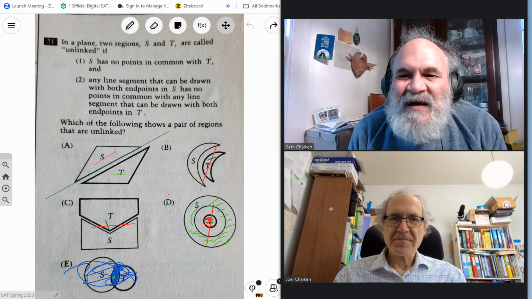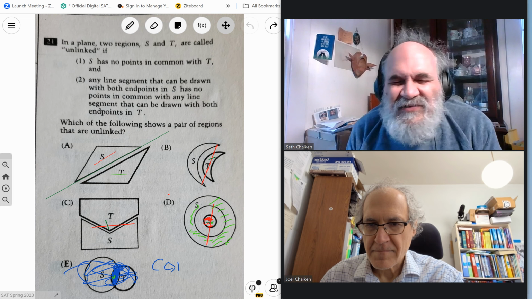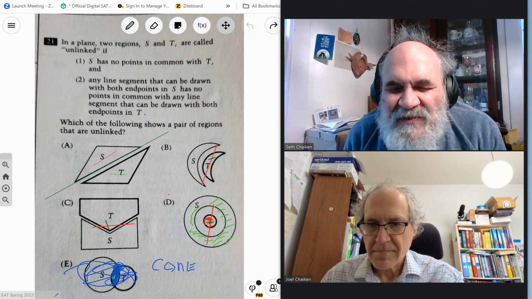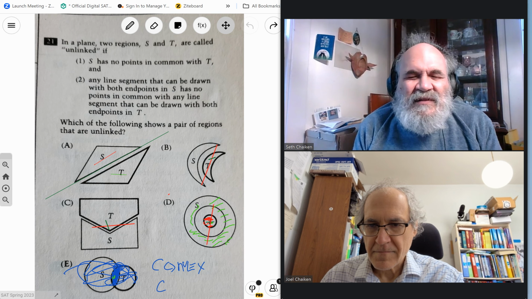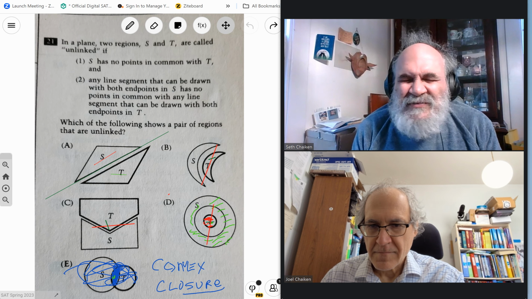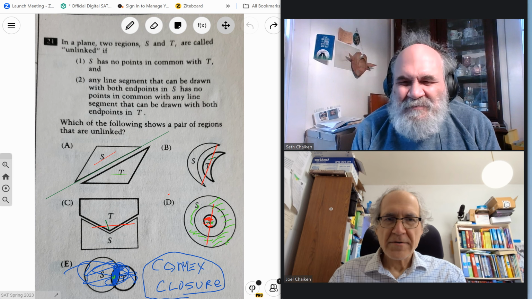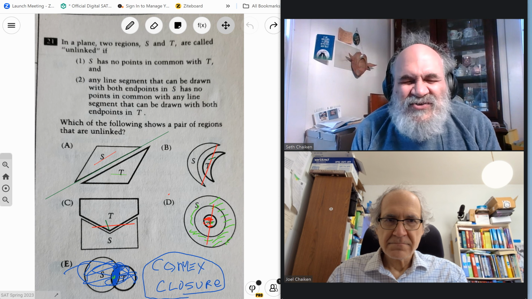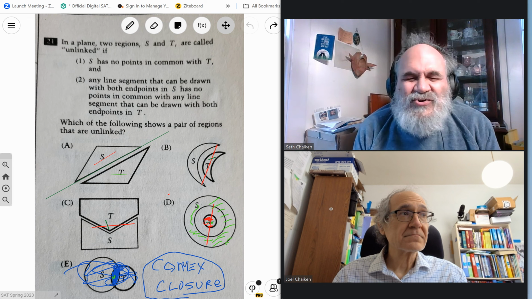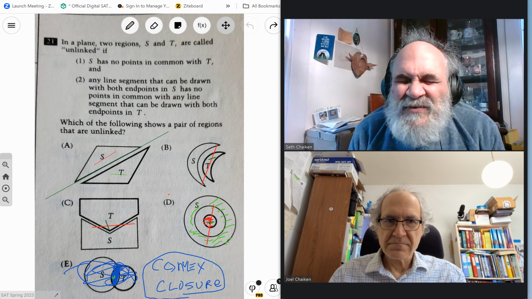The convex closure of a region is the set of all points that are on line segments, both of whose endpoints are in the given region. That's called the convex closure. And this question could be rephrased as saying that the convex closure of S and the convex closure of T have no points in common.